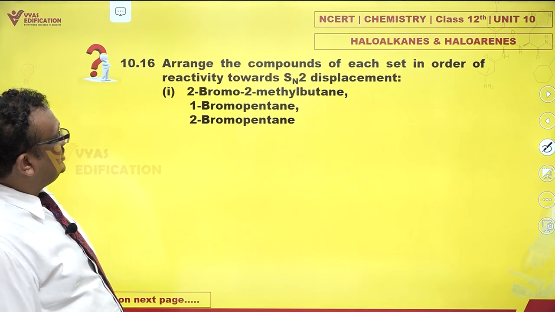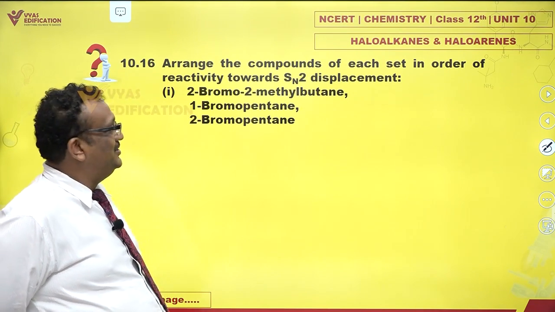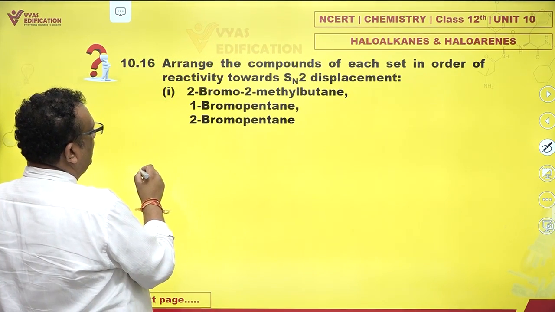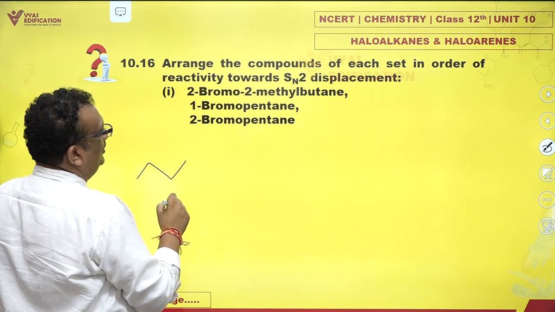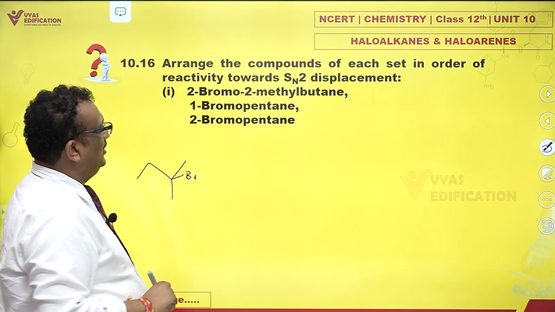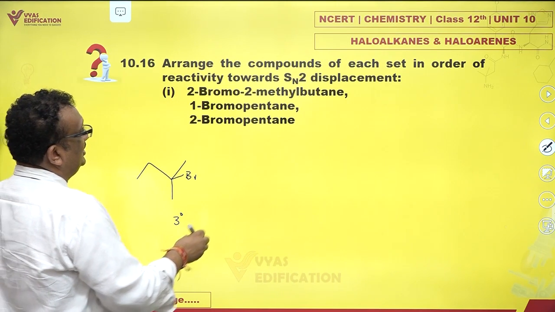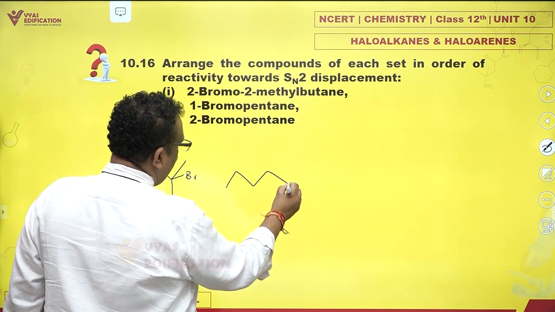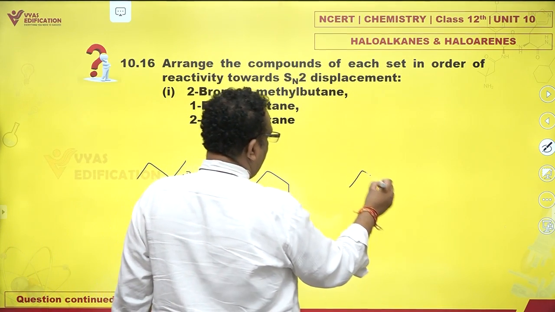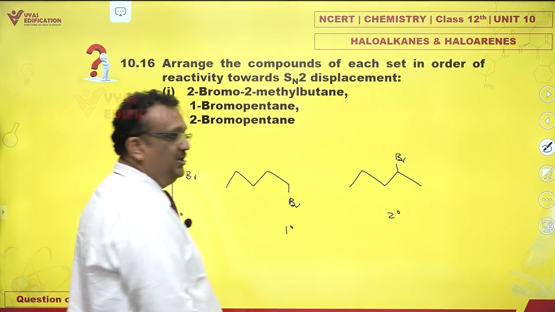Arrange the compounds in each set in order of reactivity towards SN2 displacement. Now, I have 2-bromo-2-methylbutane. This is tertiary, and tertiary is very ugly when it comes to SN2 reactions. Then I have 1-bromopentane, which is primary, which is very beautiful. And then I have 2-bromopentane, which is secondary, not so beautiful, but at least better than tertiary.